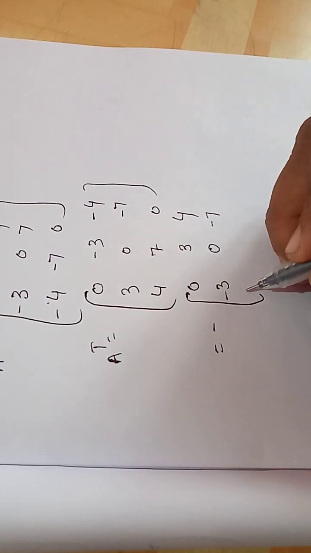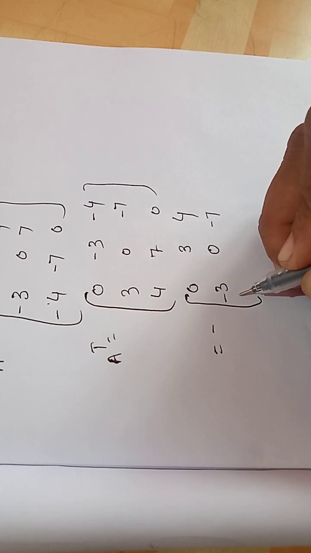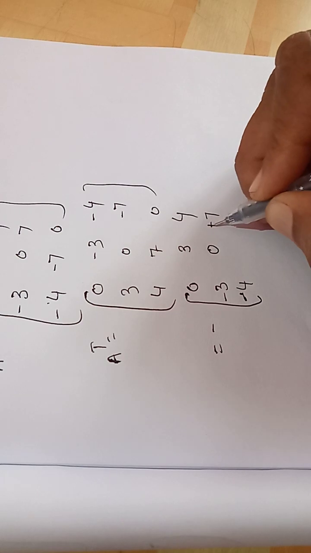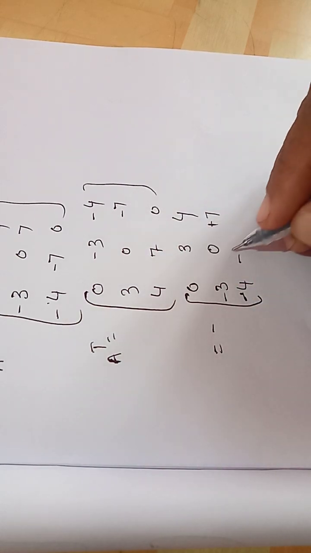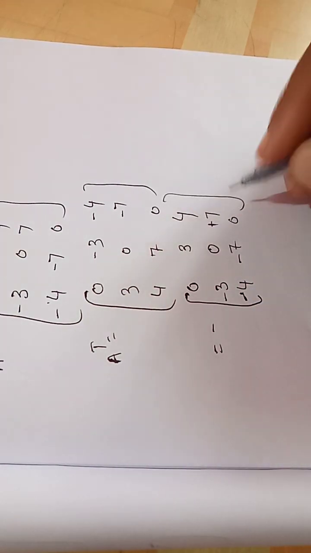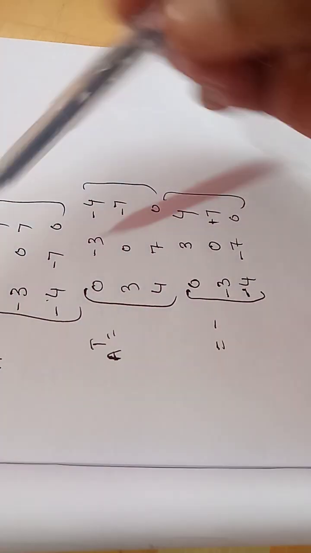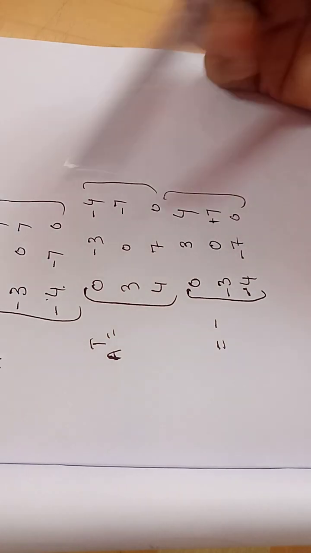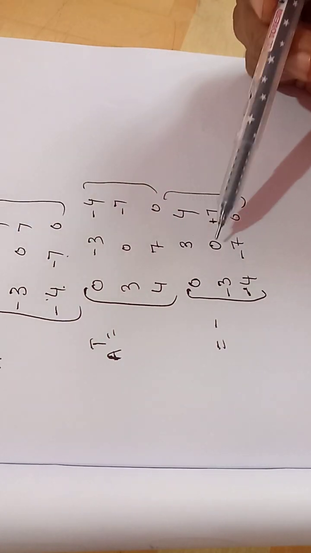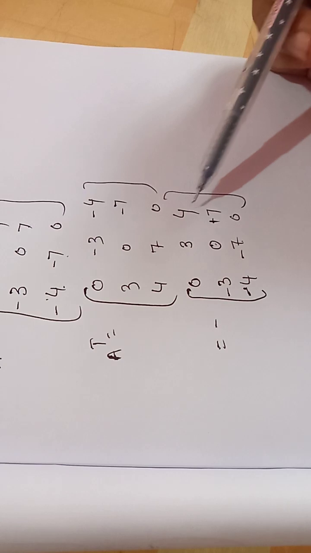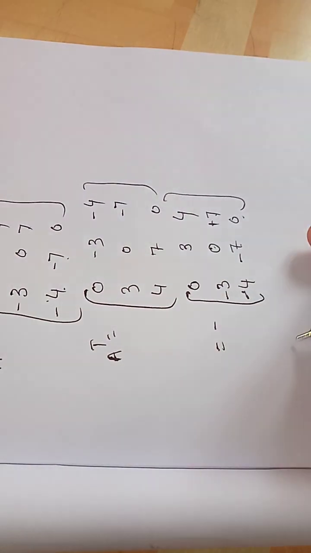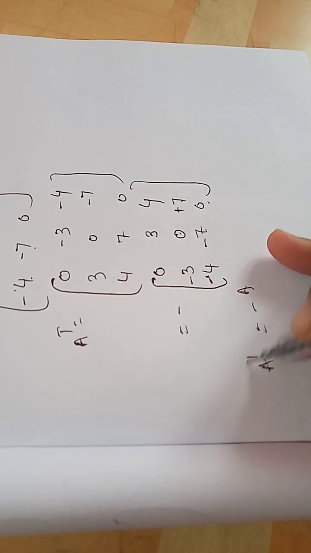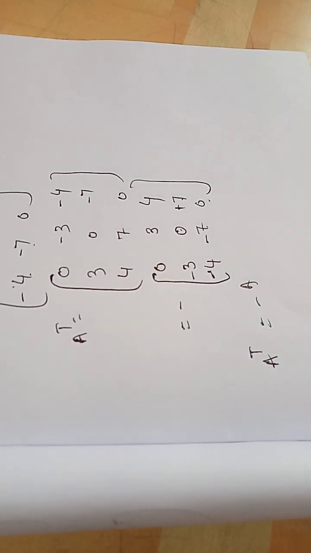Alright. Next, minus 4. So this is plus 7. I am sorry. Minus 4, minus 7, 0. I took minus common. Now see A, compare this. 0, minus 3, minus 4. 3, 0, minus 7. 4, 7, 0. Means this is nothing but A. So A transpose is equal to minus A.